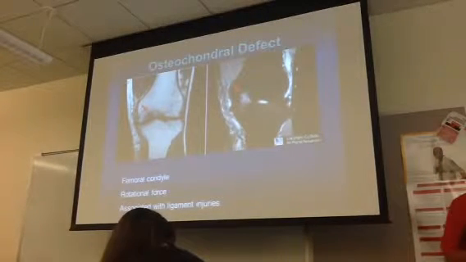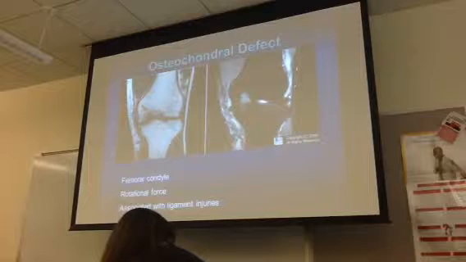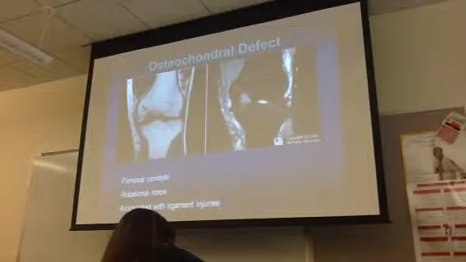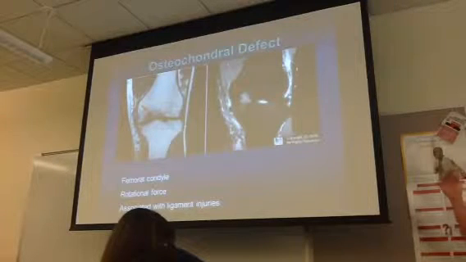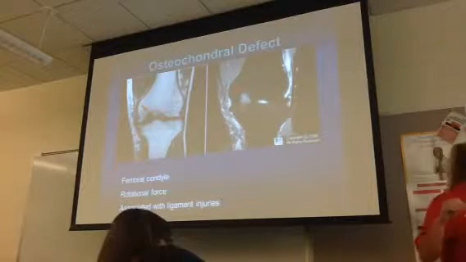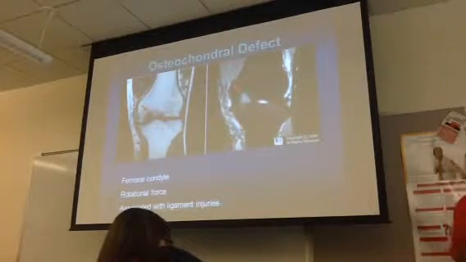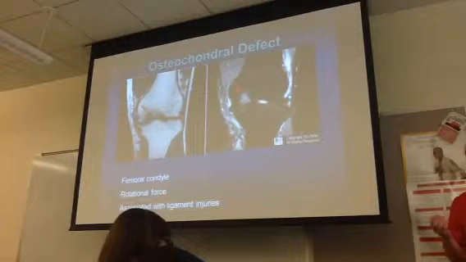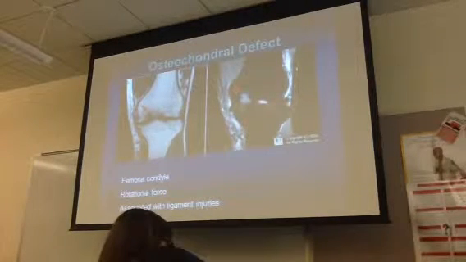Osteochondral defect. You can see that this is where you're going to have a little part of the femoral condyle taken off or damaged during an injury, and this usually will be associated with a ligament injury. So this could be associated with an ACL, MCL type deal, meniscus involvement.